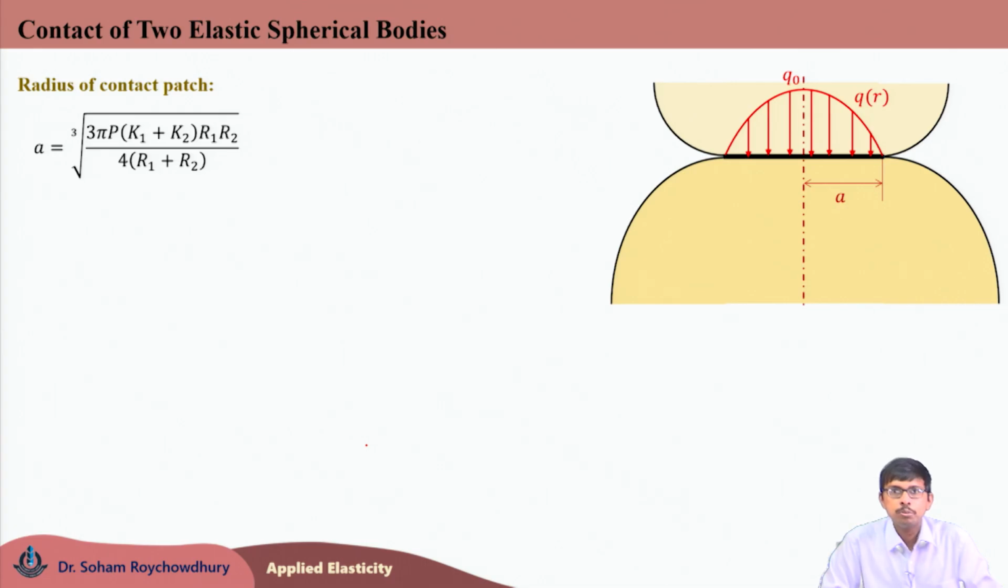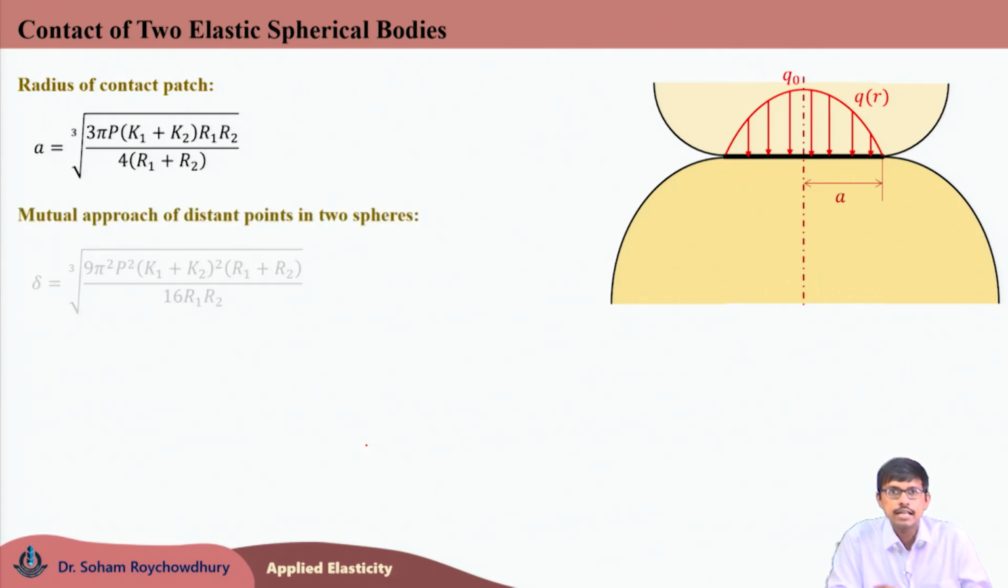a would be the cube root of 3 pi P times (K1 plus K2) R1 R2 divided by 4 times (R1 plus R2). This would be the radius of the contact patch generated once the two elastic spheres come in contact due to the compressive load P applied along the normal direction. This is the contact patch predicted by the Hertzian contact stress theory.